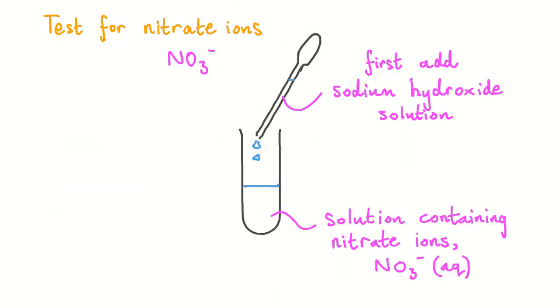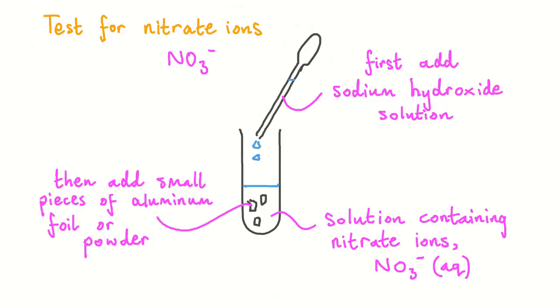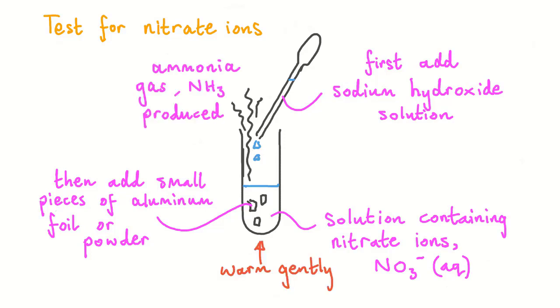The presence of nitrate ions in a solution can be confirmed by adding sodium hydroxide solution first. Then, small pieces of aluminum foil or aluminum powder are added. The mixture is then heated carefully and ammonia gas will be produced.